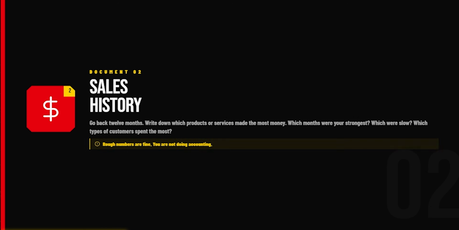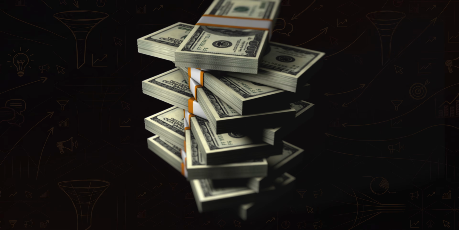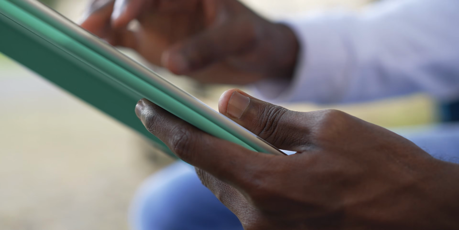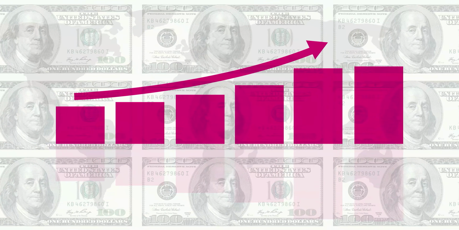The second document is your sales history. Go back 12 months. Write down which products or services made the most money. Which months were your strongest? Which were slow? Which types of customers spent the most? Even rough numbers are fine. You are not doing accounting. You are showing the AI where your business actually grew.